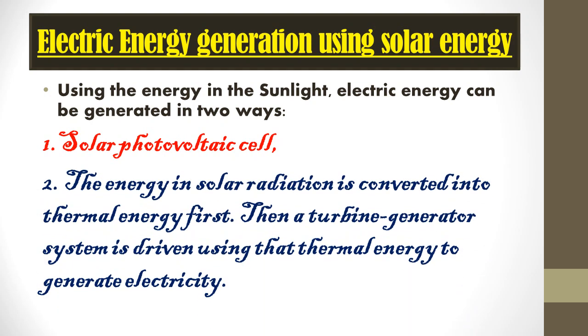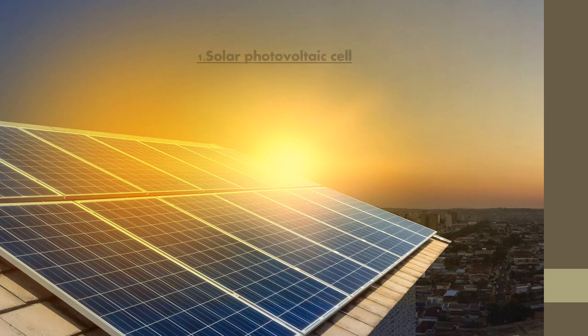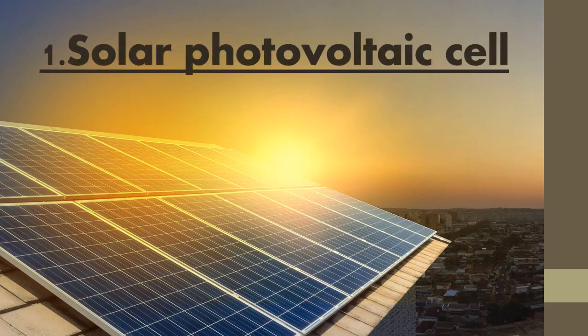Okay, and the next method is that the energy in solar radiation is converted into thermal energy first, and then a turbine generator system is driven using that thermal energy to generate electricity. So we will study both methods in this video. First method is the solar photovoltaic cell. That means by using solar radiation directly, electrical energy is generated directly without a turbine system.